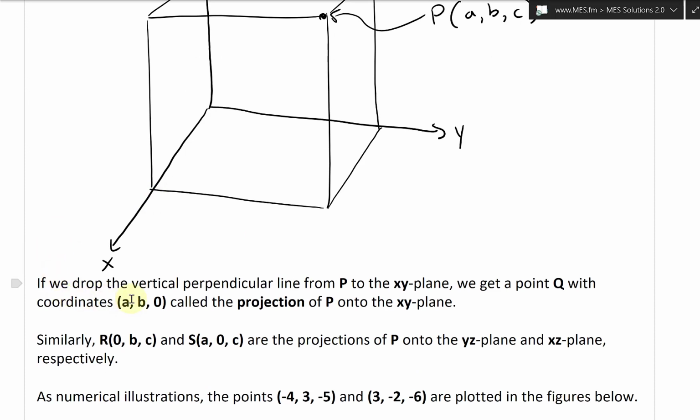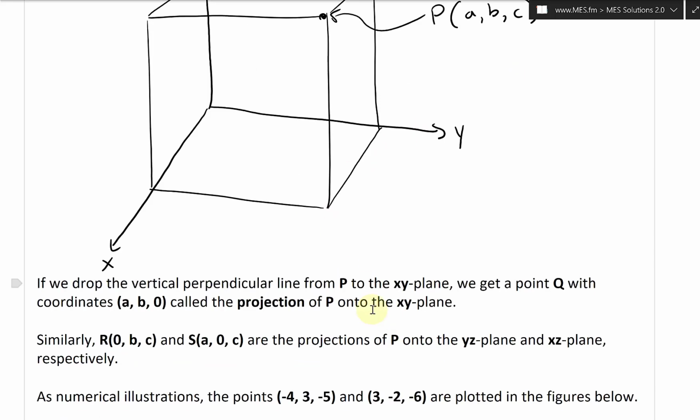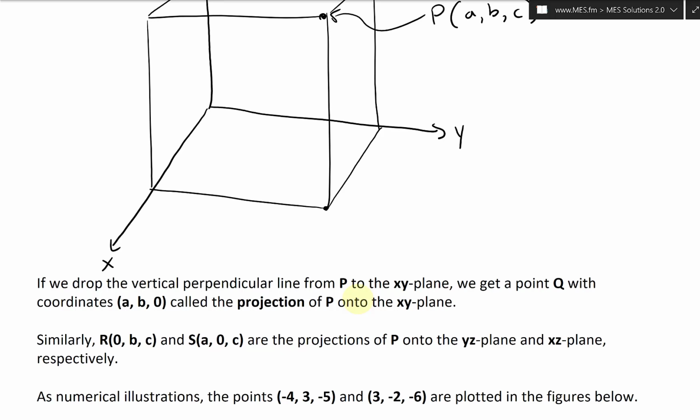All right, continuing further. So if we drop the vertical perpendicular line from P to the XY plane, in other words, our vertical distance C becomes 0, we get a point Q with coordinates A, B, and 0, called the projection of P onto the XY plane. So that's this point right here. This is our point Q, and we'll call this A, B, and then the vertical distance is 0. And similarly, the points R, 0, B, C, and S, A, 0, C, are the projections of P onto the YZ plane and XZ plane, respectively.